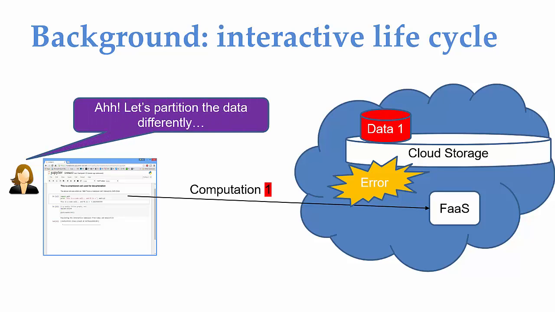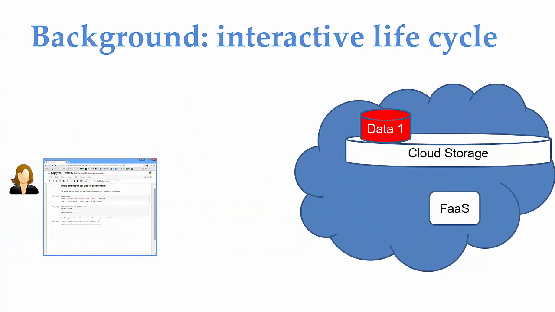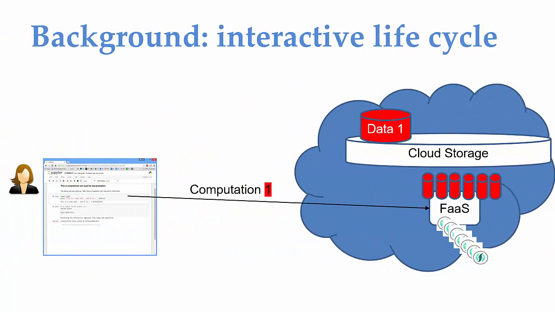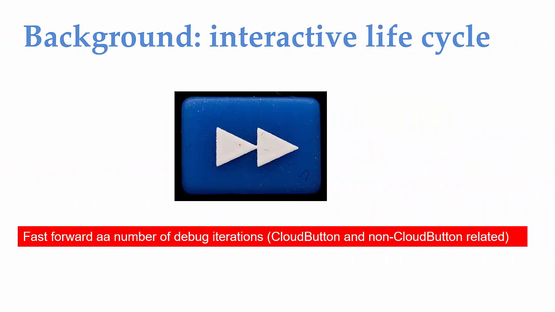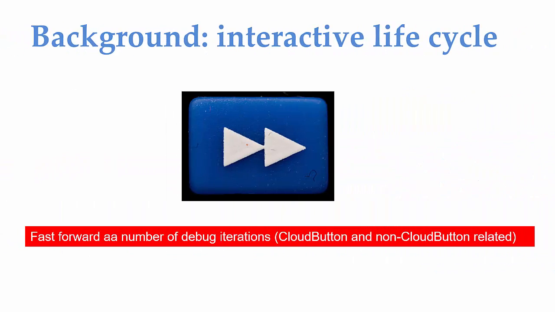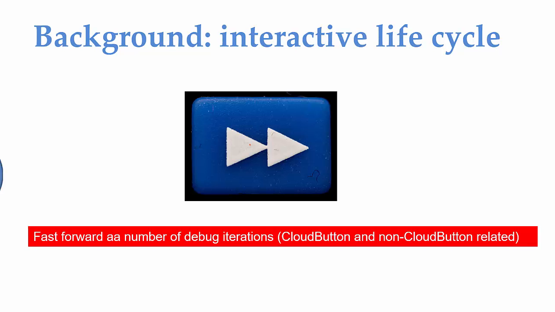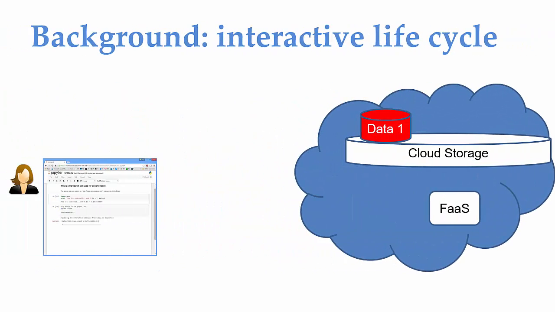So Alice thinks, okay, maybe we can fix the data partitioning and partition the data differently. And then she tries again with a different partitioning, and again we have an error. Okay, so maybe we can try something different. After fast forwarding a number of iterations like this, which are essentially debug iterations, and they might be related to Cloud Button or not related to Cloud Button, Alice gets a debugged notebook.